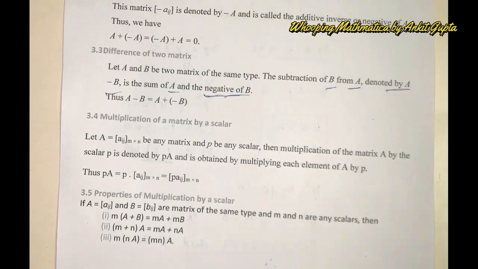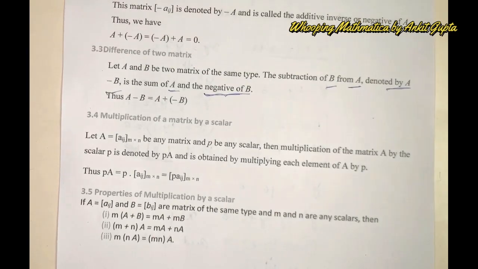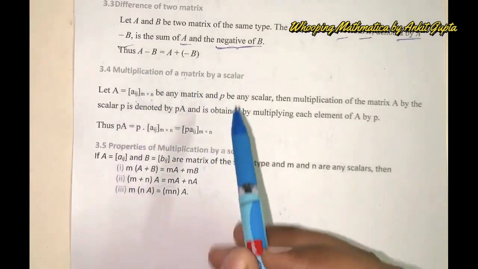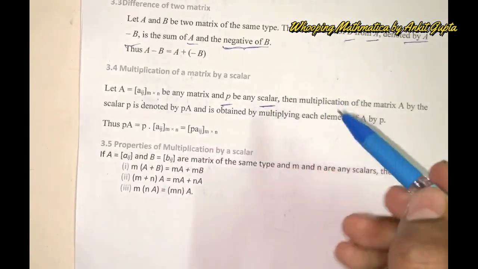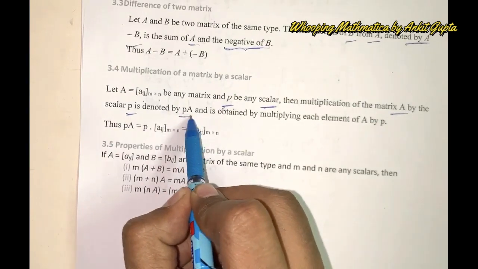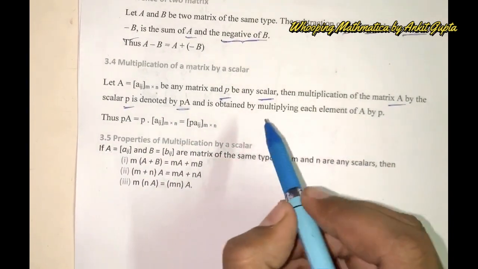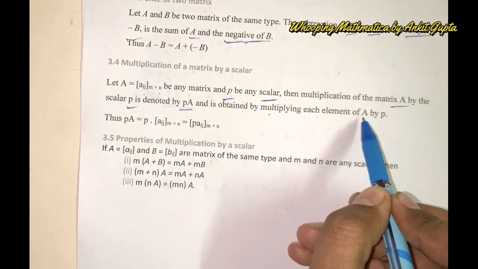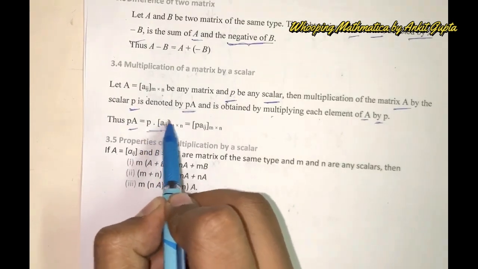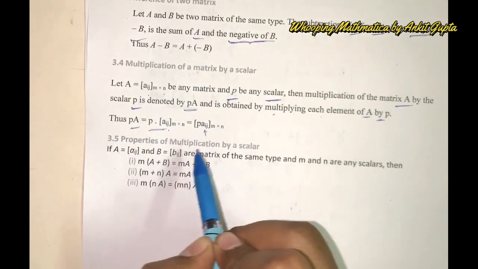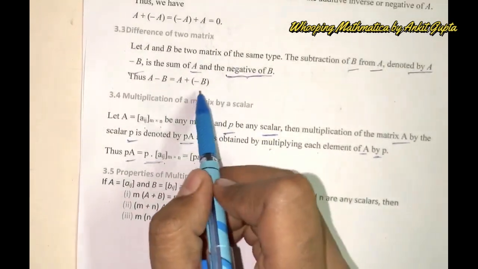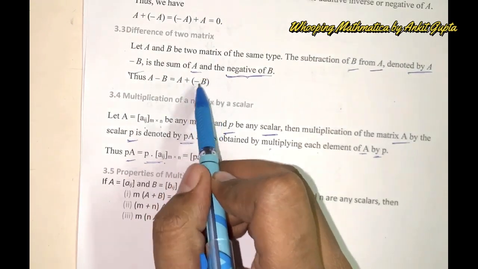In the next concept, we'll be discussing multiplication of a matrix by a scalar. So let A be a matrix of order m by n, and let P be any scalar. Then the multiplication of the matrix A by the scalar P is denoted by P multiplied by A, and it is obtained by multiplying each element of A by P. Thus PA is written as P into the matrix A, and each element of matrix A is multiplied by the scalar P. So when we talk about negative of A, that means each element of A will be multiplied by -1.